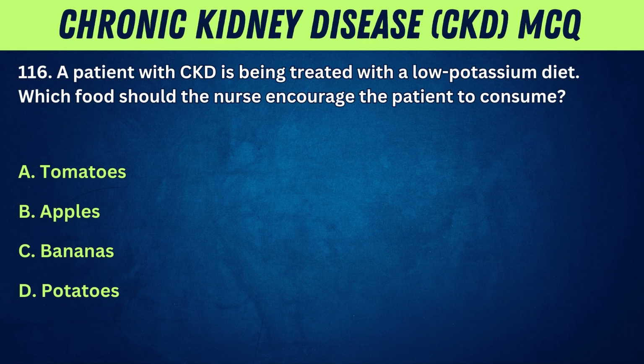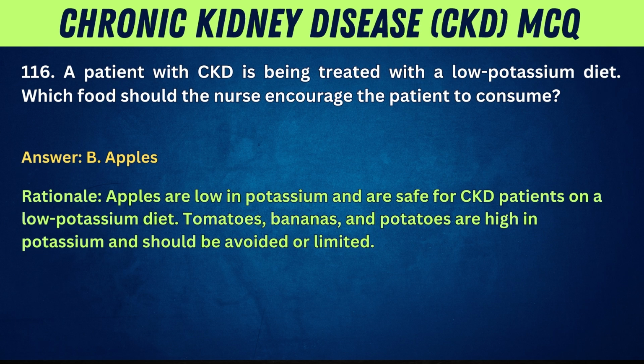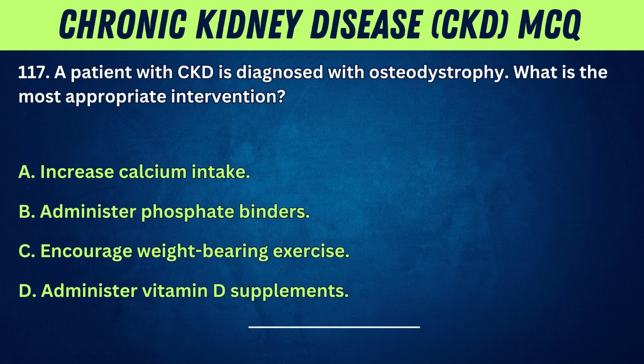116. A patient with CKD is being treated with a low-potassium diet. Which food should the nurse encourage the patient to consume? A. Tomatoes. B. Apples. C. Bananas. D. Potatoes. Answer: B. Apples. Rationale: apples are low in potassium and are safe for CKD patients on a low-potassium diet. Tomatoes, bananas, and potatoes are high in potassium and should be avoided or limited.